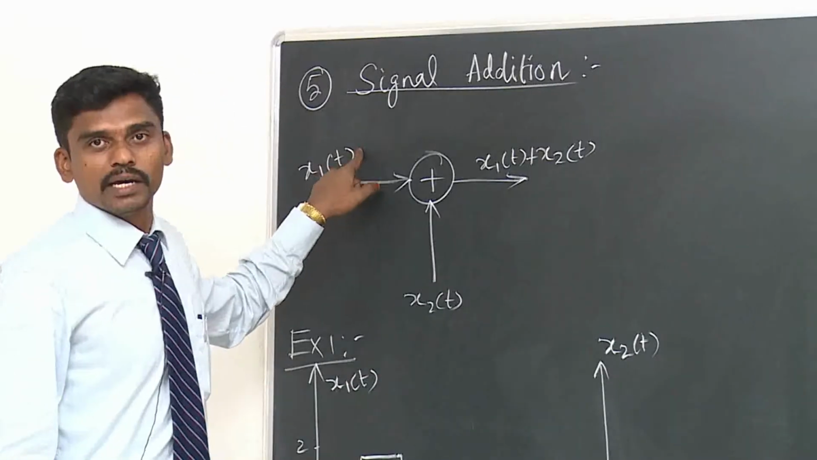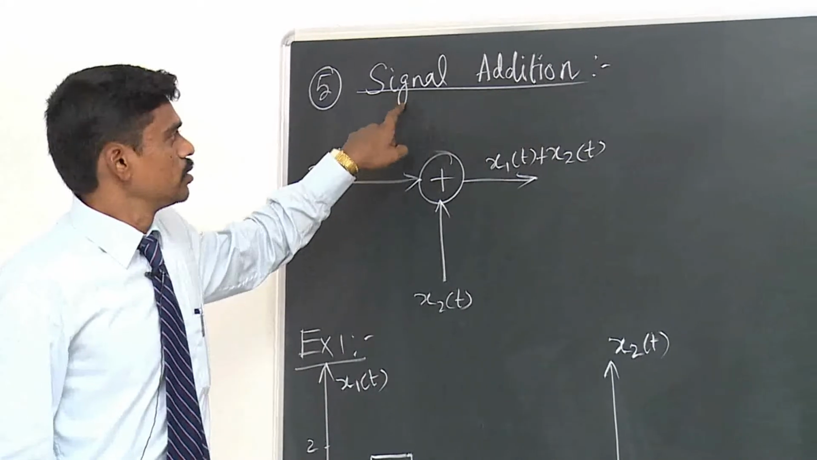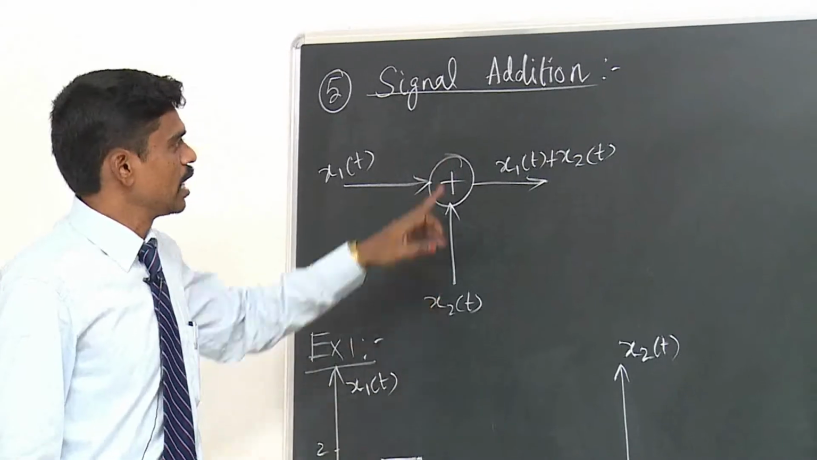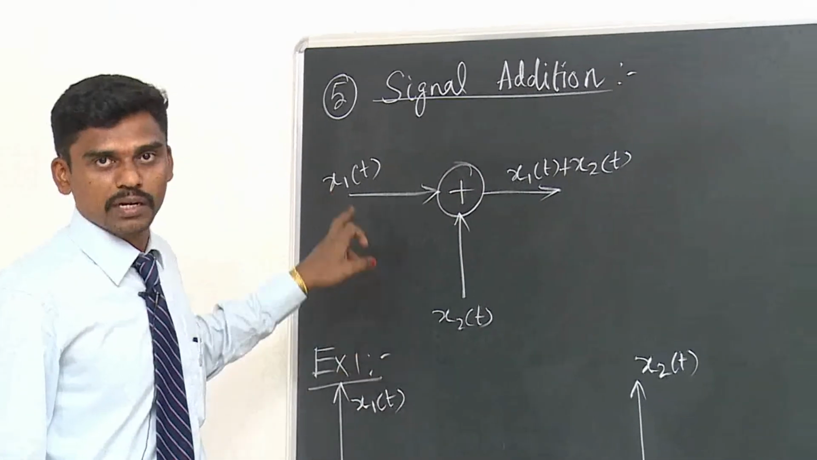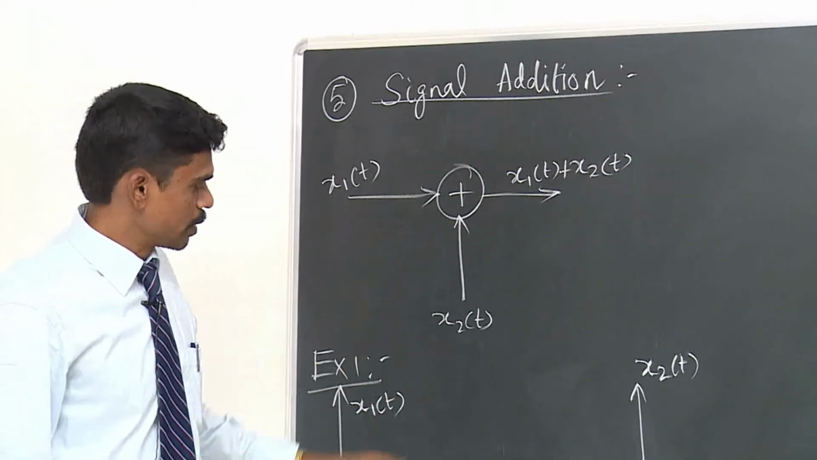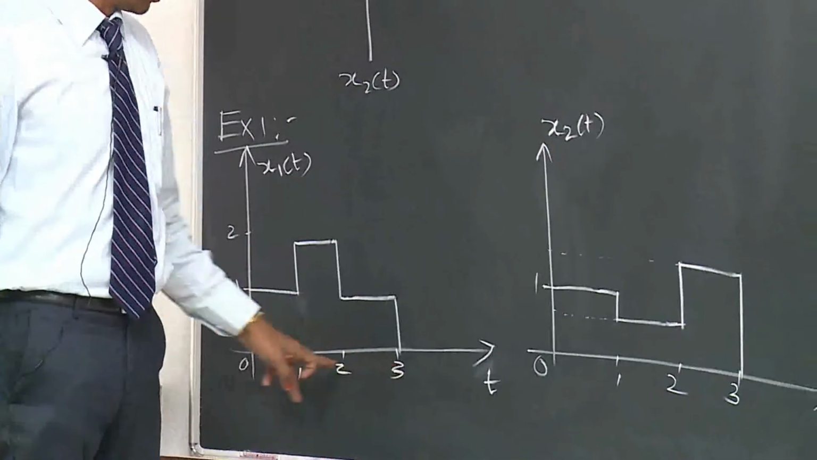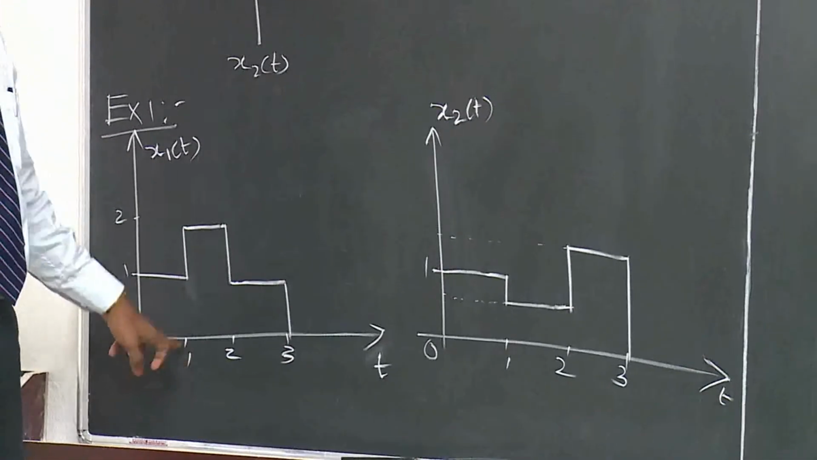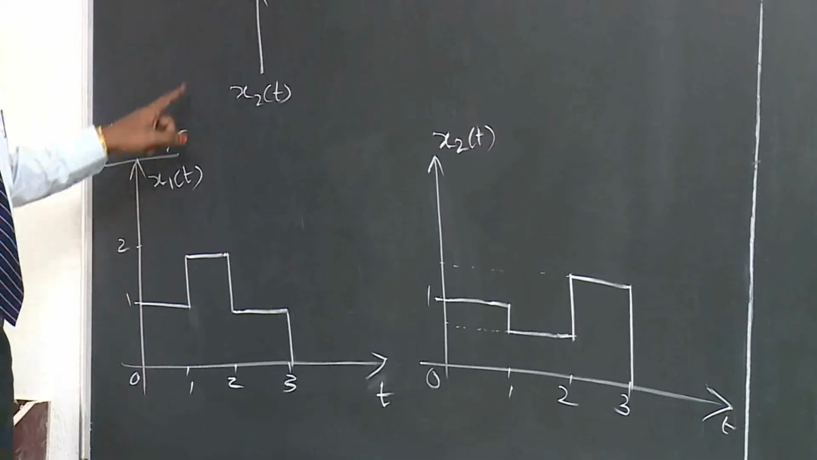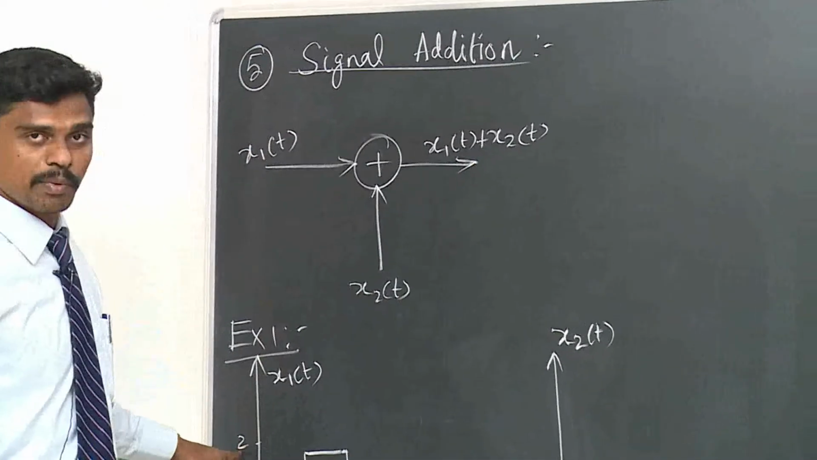So next we will see the next operation, signal addition. Signal addition means adding two signals with respect to the time axis. So time limits, right? I want to explain this operation also with an example.